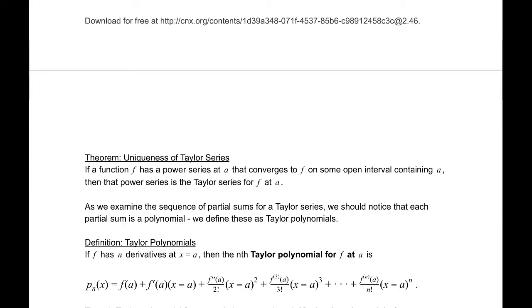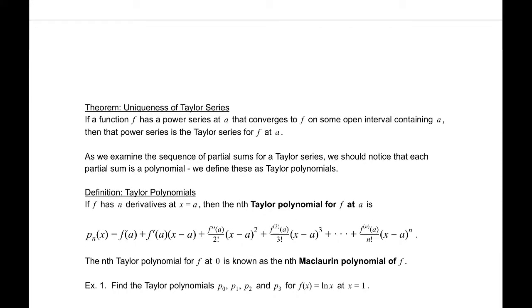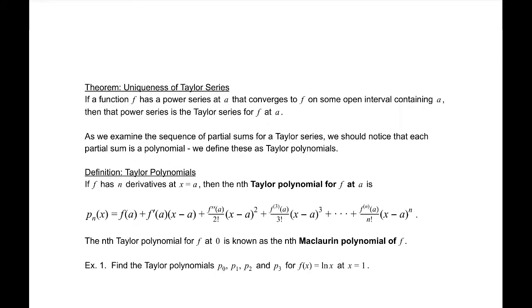And we should notice in this case that with a Taylor or a Maclaurin series, these partial sums are polynomials. And so we define these as Taylor polynomials, or Maclaurin polynomials, as the case may be. If f has n derivatives at x equals a, then the nth Taylor polynomial for f at a is Pn of x, and often this is denoted Tn of x for Taylor polynomials.